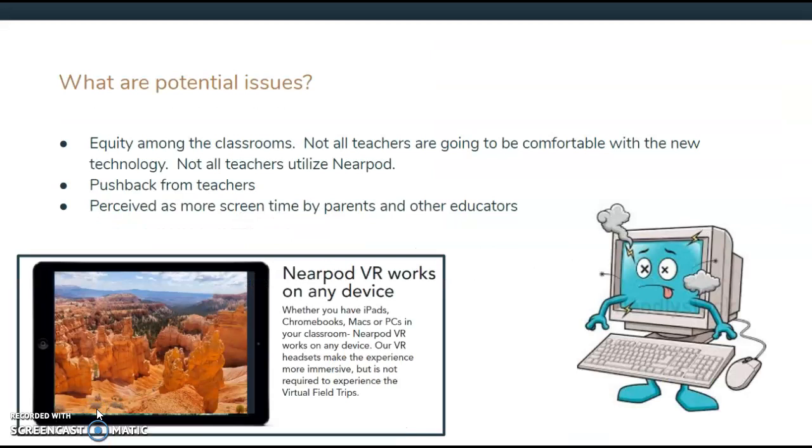With all good things come a few issues. So the first issue would be equity among the classrooms. Not all 10 teachers are going to be immediately comfortable with the new technology. So while one classroom might be jumping in and doing virtual reality on a weekly basis to become familiar with all different kinds of places, there could be another classroom where the teacher is a little bit more nervous about jumping in with two feet, and they might not all be able to use it right away.